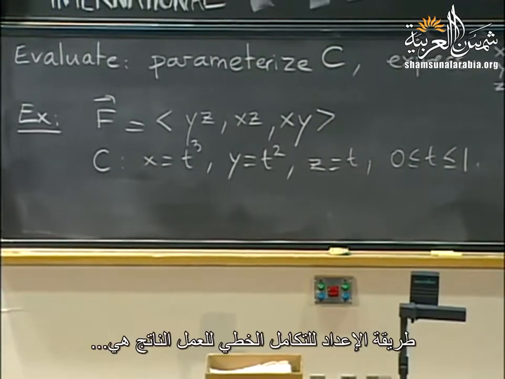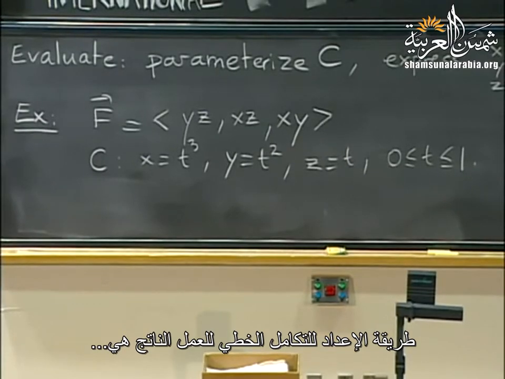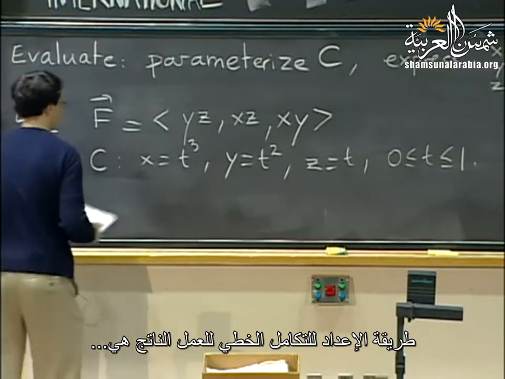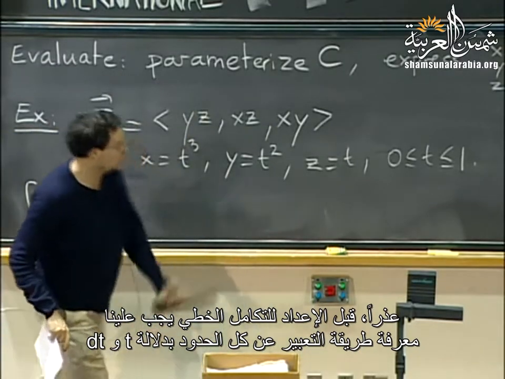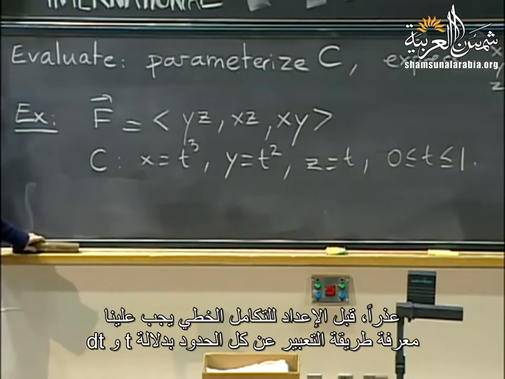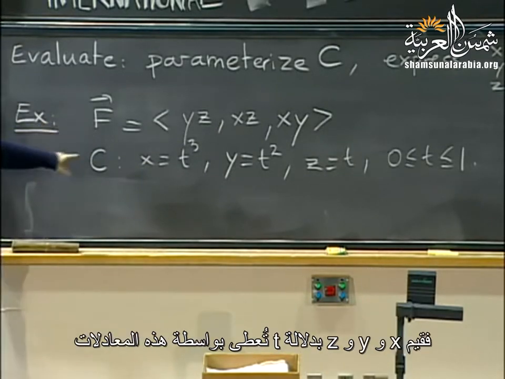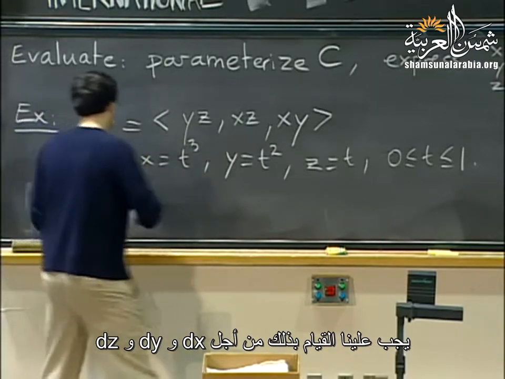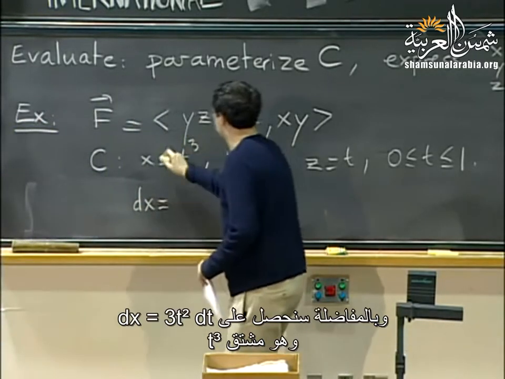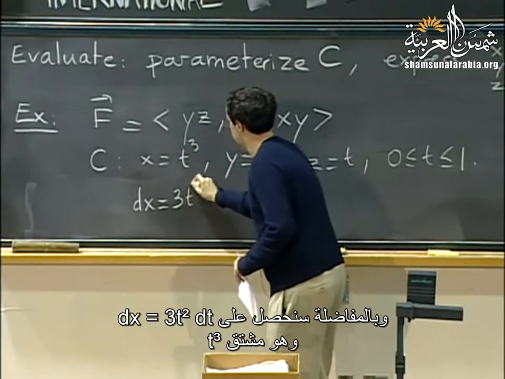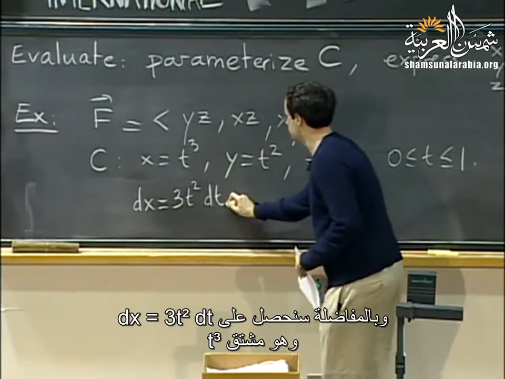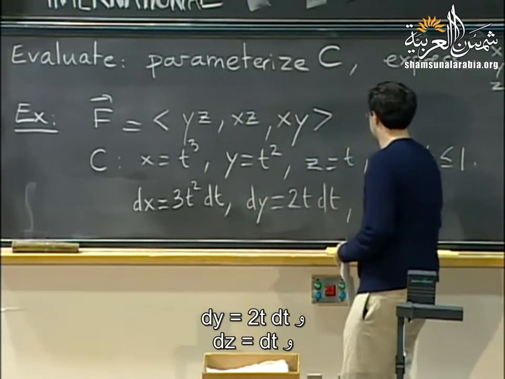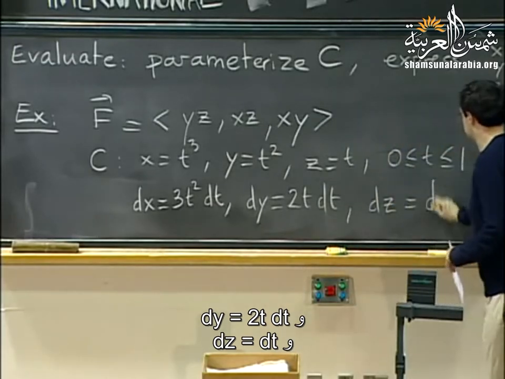Okay. So the way we will set up the line integral for the work done will be, before we actually set up the line integral, we need to know how we will express everything in terms of t and dt. So x, y, and z in terms of t are given here. We just need to also do dx, dy, and dz. Well, by differentiating, you get dx is 3t squared dt. That's the derivative of t cubed. Dy will be 2t dt. And dz will just be dt.